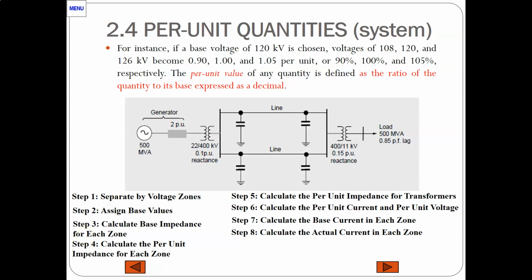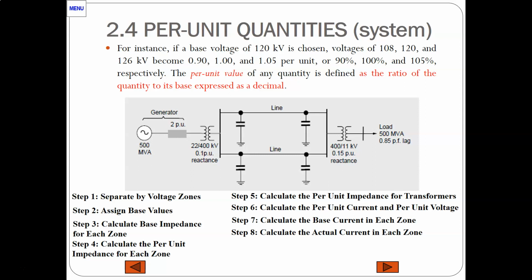We will now talk about per unit quantities, or the per unit system. If you have a base voltage of 120 kV chosen, we can typically say that this can be represented as 1 per unit, depending on where you look. So a voltage of, for example, 108 and other voltages become more like 0.9 or 1 or 1.05 per unit of the chosen base voltage. The per unit value is a quantity that defines the ratio of the quantity to its base, expressed as a decimal.